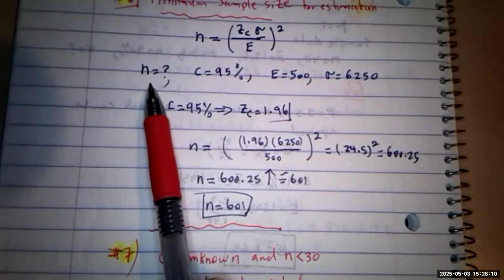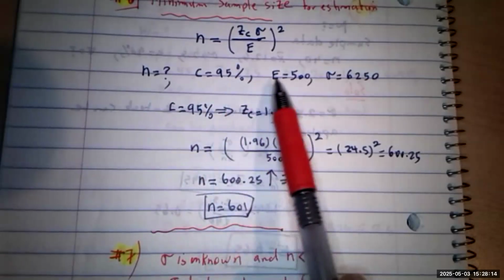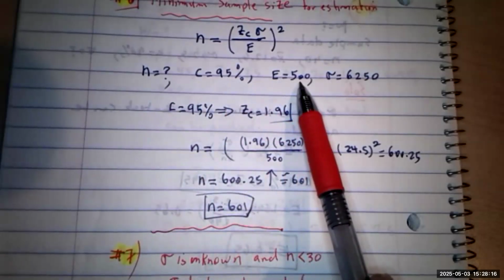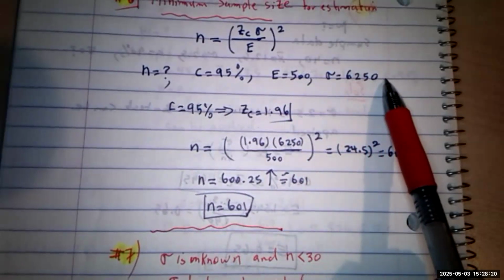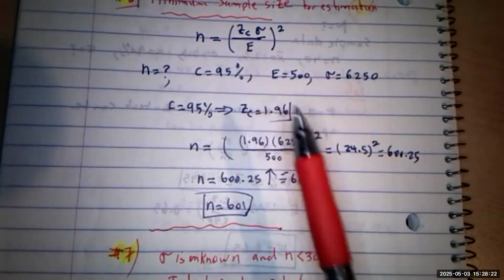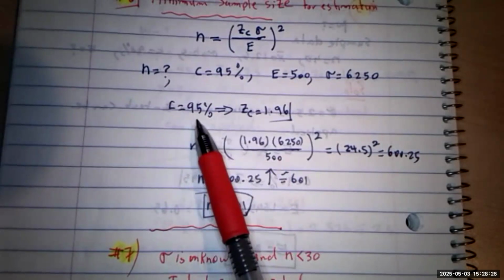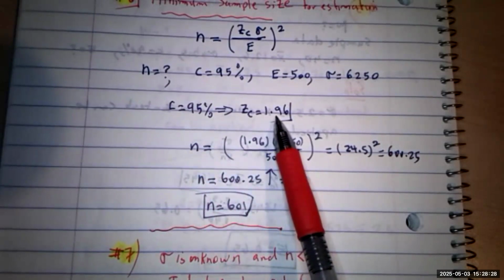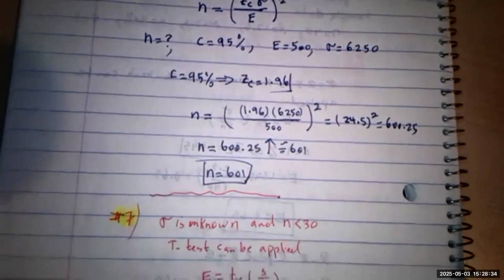So the information that you have: the sample size is missing, C is 95%, E, the marginal error, is 500, and sigma is 6,250. You substitute here in the formula. You have to find the Zc for the 95%. You know the standard critical value is 1.96. You substitute, simplify it, and you get the final answer.